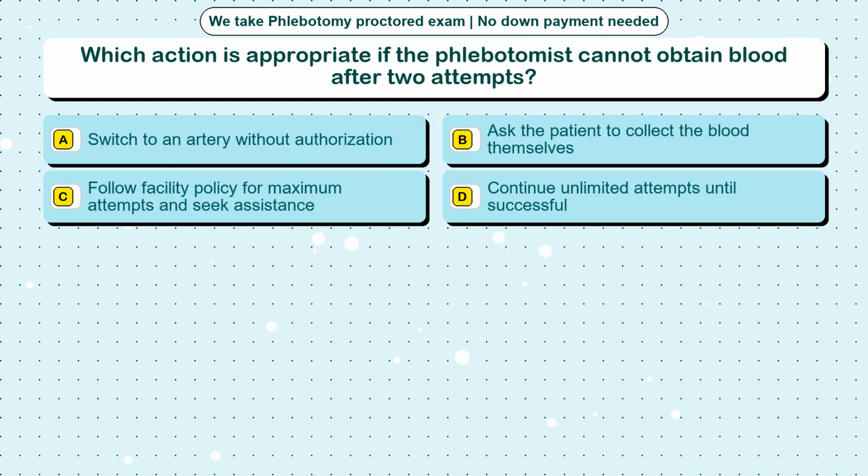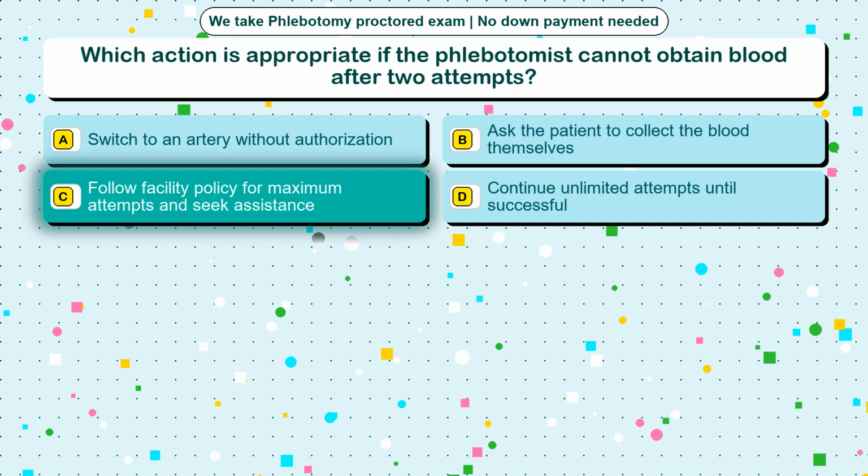Question 3. Which action is appropriate if the phlebotomist cannot obtain blood after 2 attempts? Option A. Switch to an artery without authorization. Option B. Ask the patient to collect the blood themselves. Option C. Follow facility policy for maximum attempts and seek assistance. Option D. Continue unlimited attempts until successful.